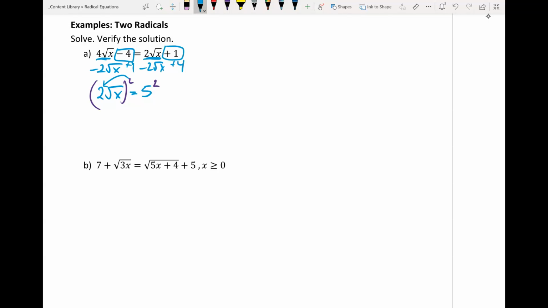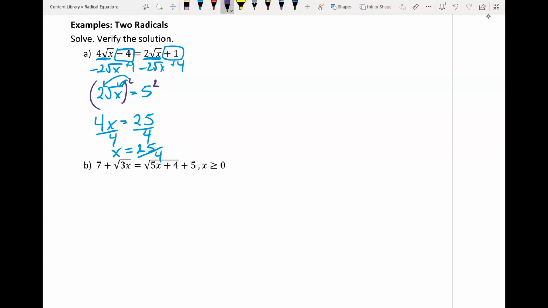So this 2 is going to go into the coefficient 2 and the square root as a reminder. So 2 squared is 4. Square root of x squared is going to be x, and then 5 squared is 25. Lastly, I am going to divide both sides by 4 in order to isolate my x. So our answer is 25 over 4.